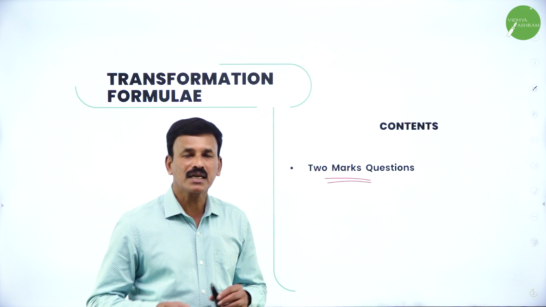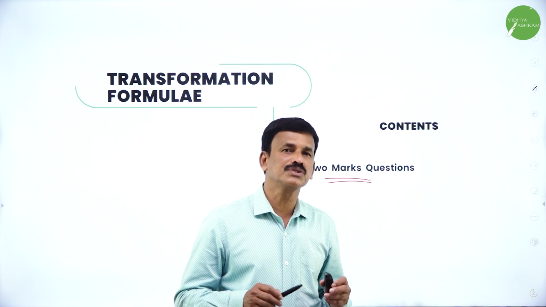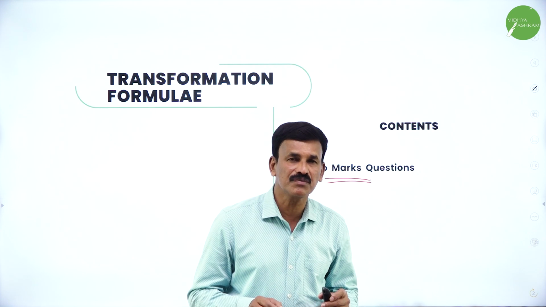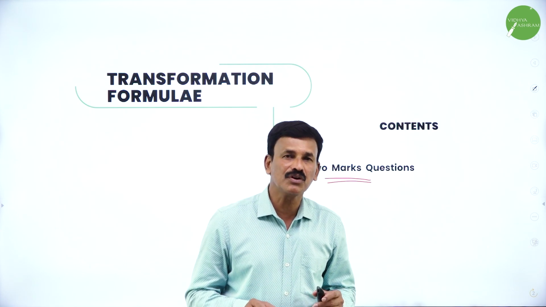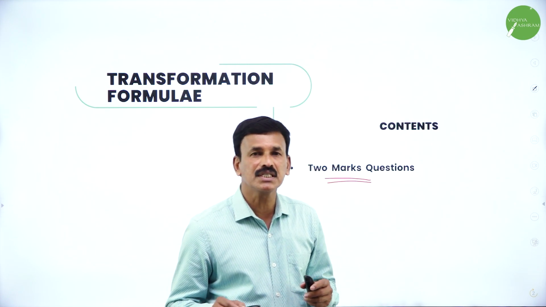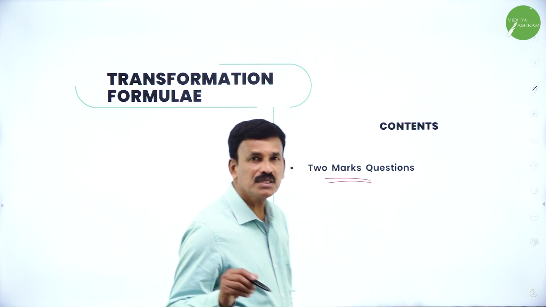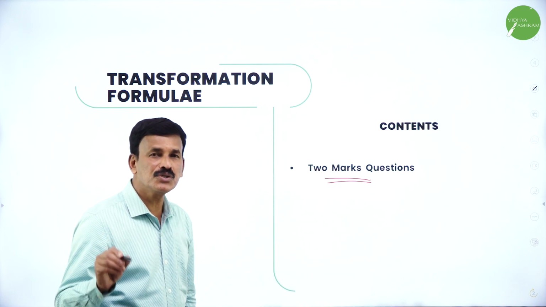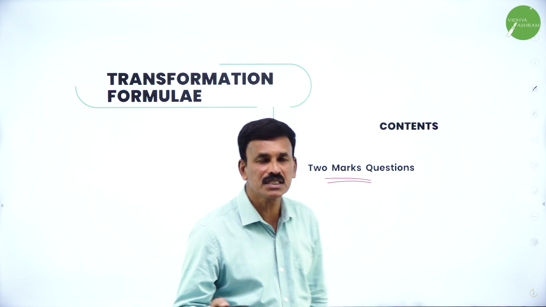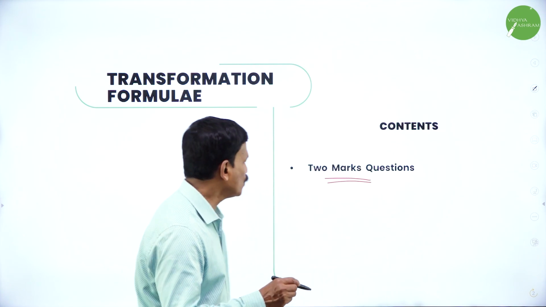Now, the transformation formulas are nothing but transforming the product of two trigonometrical functions into sum or difference. Transforming the product of two trigonometrical functions into sum or difference is called the transformation formula. So the transformation formulas are used to convert the product of trigonometrical functions into sum or difference of trigonometrical functions.